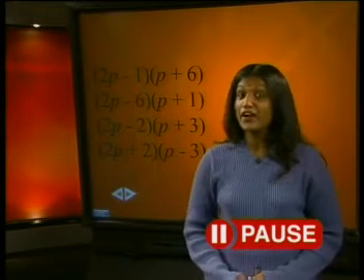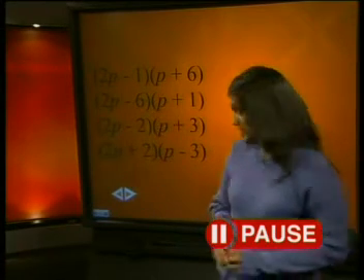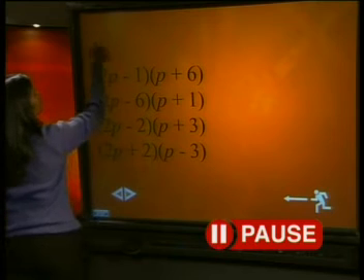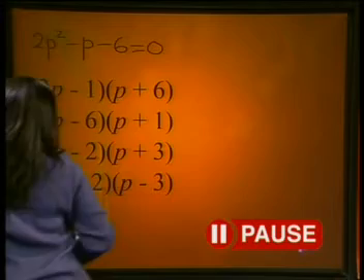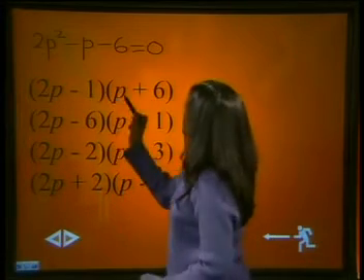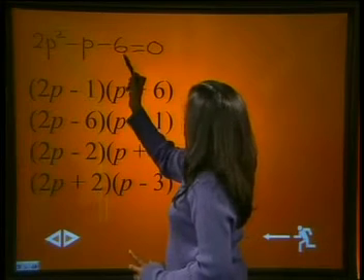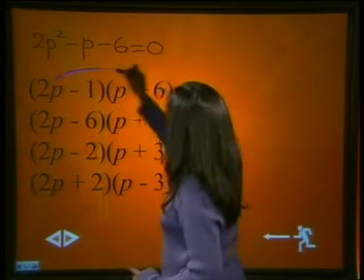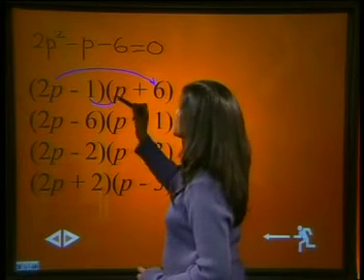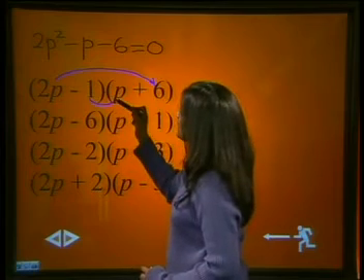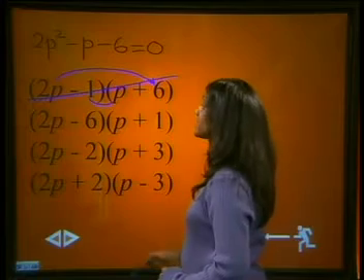Let's try them all. There aren't too many options here, especially if we have them all ready to test. So which of these factors will work? Remember, our original equation was 2p squared minus p minus 6 is equal to 0. Now to test. 2p multiplied by p gives me 2p squared. Negative 1 multiplied by positive 6 gives me negative 6. Now let's check the middle term. 2p multiplied by positive 6 gives me positive 12p. Negative 1 multiplied by p gives me negative 1p. So 12p minus 1p gives me 11p, which is not the middle term. So this one is wrong. Let's try this one.